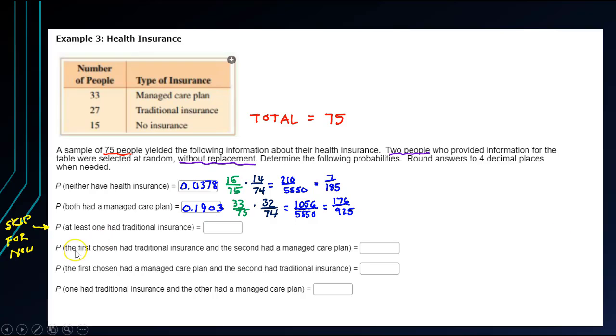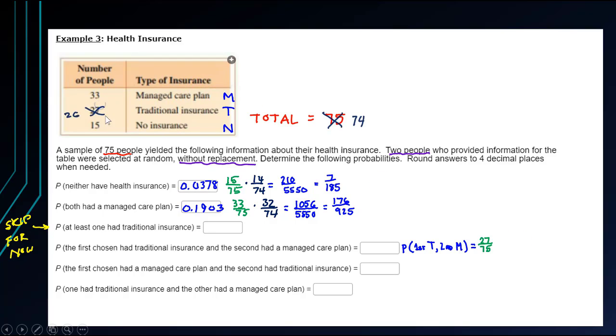The probability that the first chosen had traditional insurance and the second had a managed care plan. And so this one is going a specific order here. I'm going to let these represent managed care, traditional, and no insurance. And so this one's asking me to find the probability of the first one T and the second one being M. And so the first one being T, I'm going to have a 27 out of 75 chance.